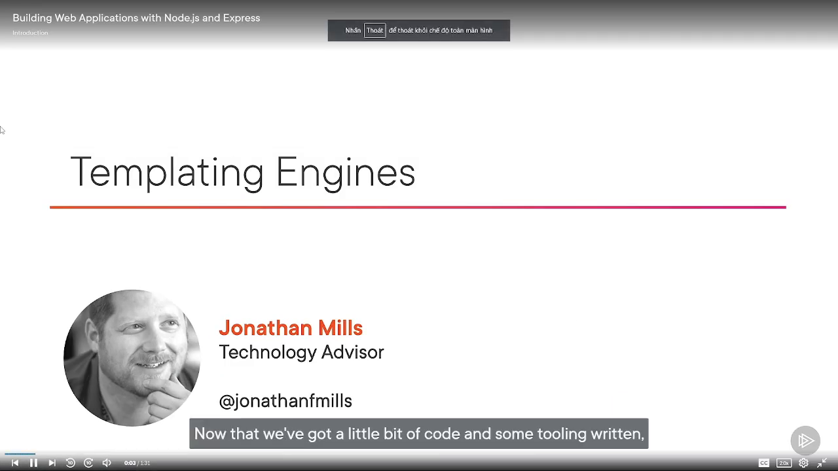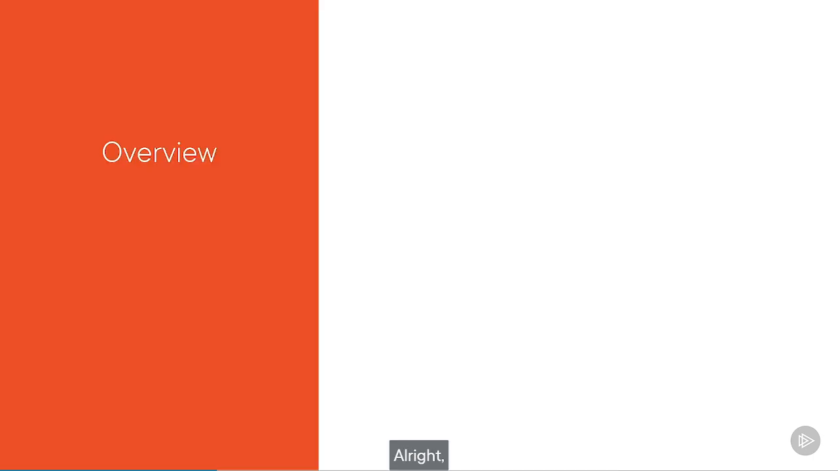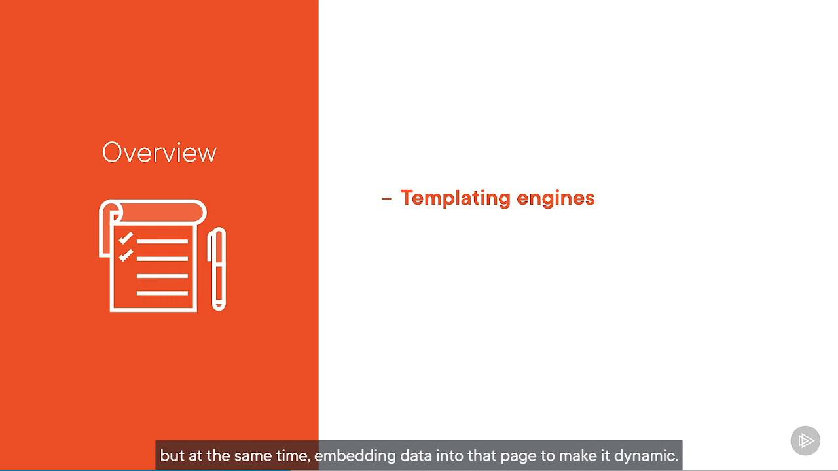Now that we've got a little bit of code and some tooling written, let's move to actually building out our website. And the first thing we're going to do when we talk about building out our website is talk about building out the HTML portion of our page. So we're going to implement something called a templating engine in order to start building dynamic HTML into our application. All right, so what a templating engine is going to bring to the table is it's going to allow us to render an HTML page, but at the same time embedding data into that page to make it dynamic.